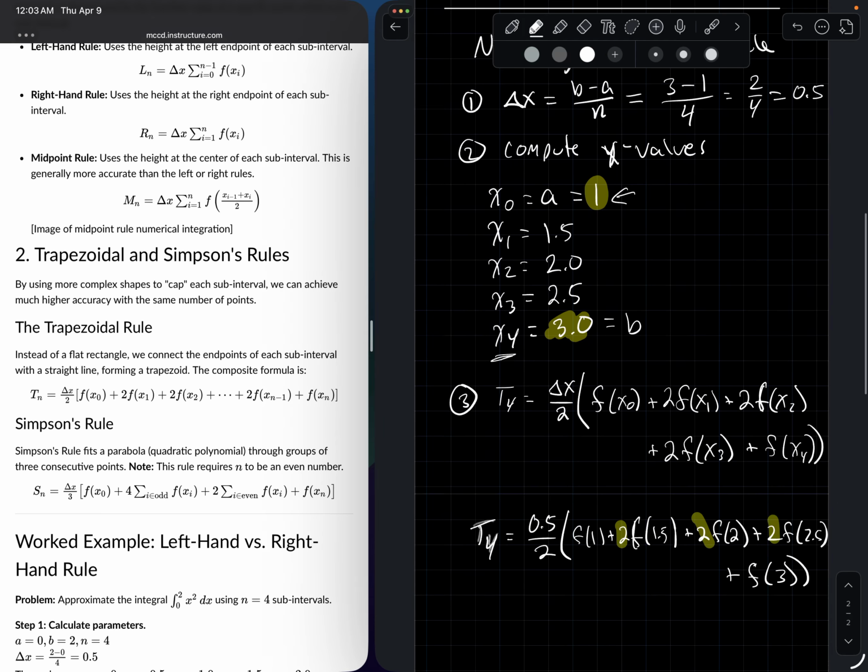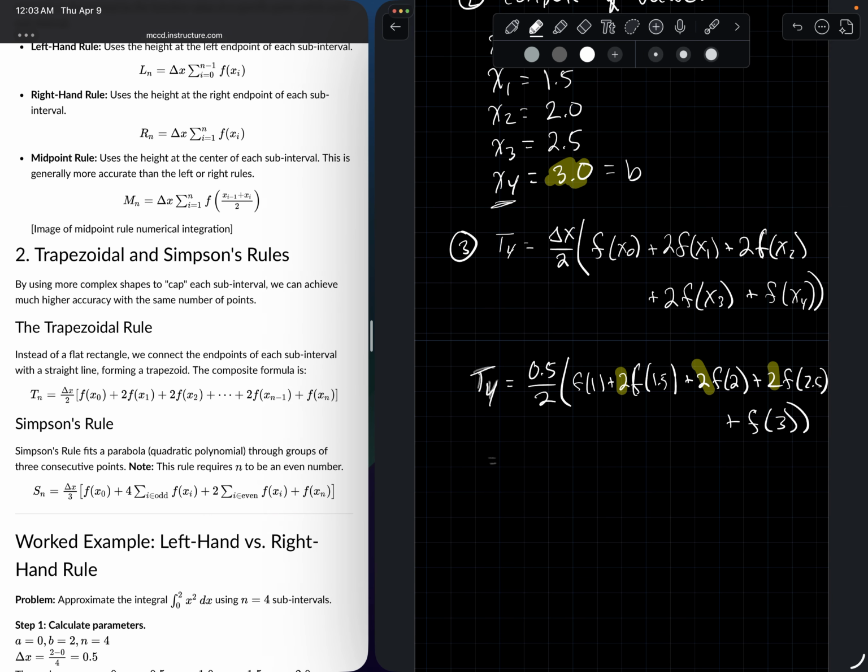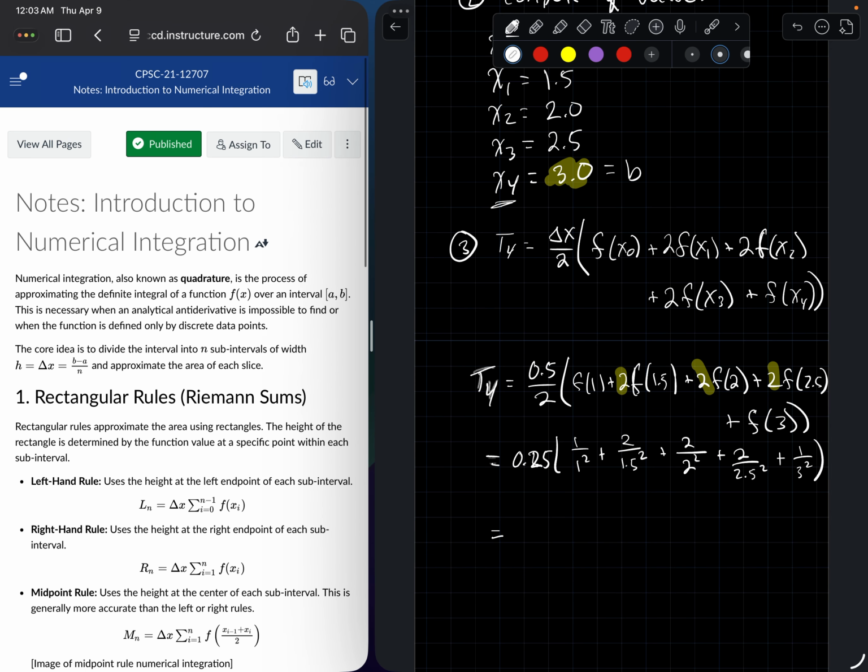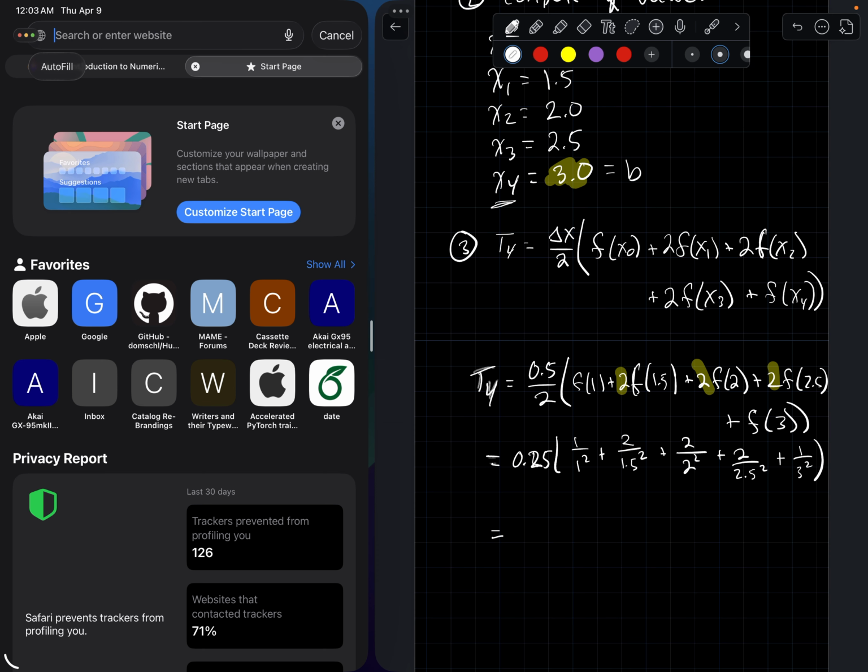So if you were to plug these numbers all in, we would get 0.5 over 2, which is 0.25. And then f of 1 is 1 over 1 squared. And then you have 2 f of 1.5, which is 2 over 1.5 squared. And then 2 over 2 squared. And then 2 over 2.5 squared. And then finally, 1 over 3 squared. So we would have to punch that into a calculator or something. So I will use Wolfram Alpha if I can.